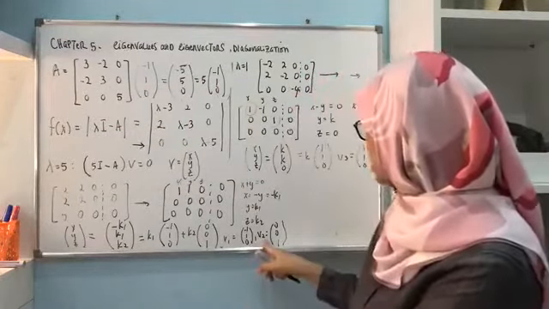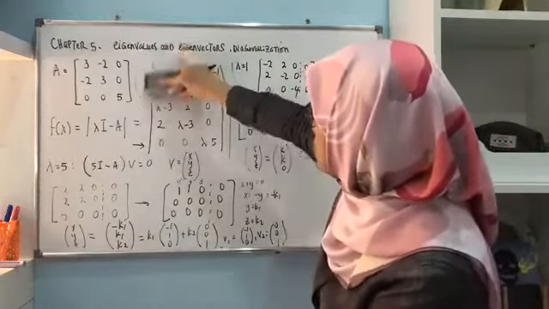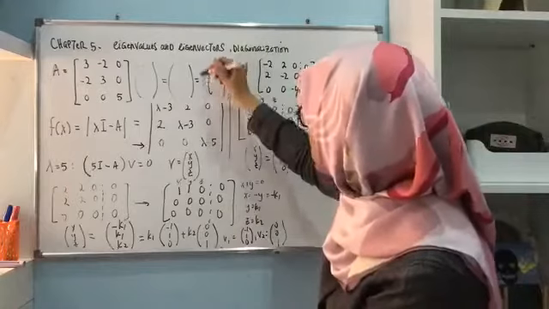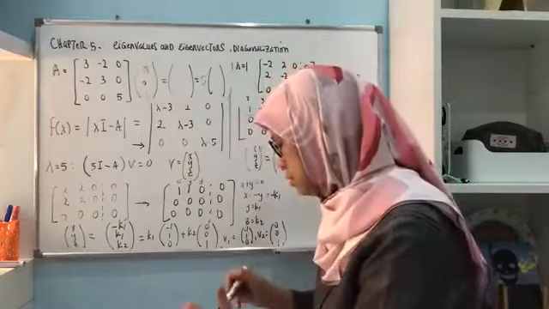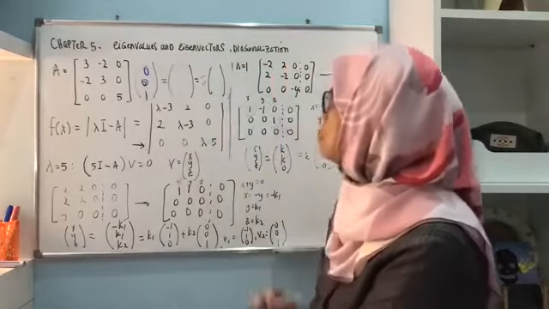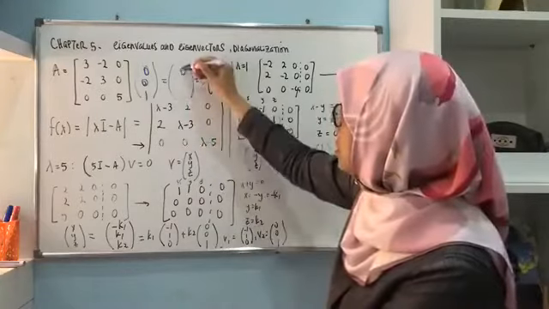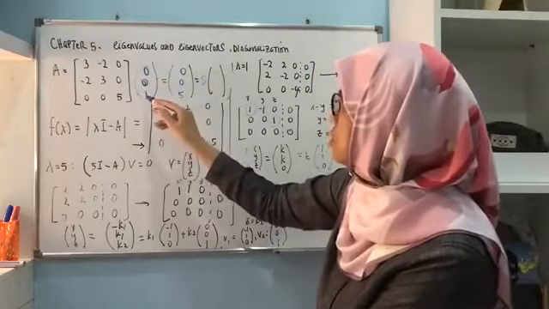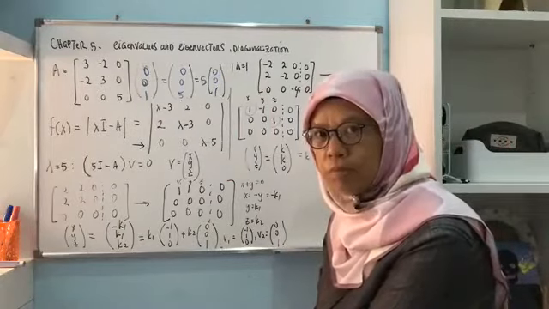Okay. Now with the second one, 0, 0, 1. So you try again with 0, 0, 1. Oops. This is still 5. So 0, 0, 1. Okay. So you will get actually the last column. 0, 0, 5, right? So this is again 5 times 0, 0, 1.